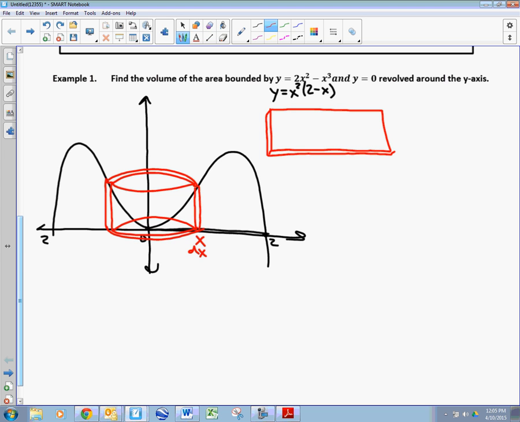What is the width of this rectangle? Dx. What is the height of the rectangle? 2x squared minus x to the third. I am revolving it around x equals 0. What's the distance from x to x equals 0? X. So my radius is x, so 2 pi r, or x. Therefore, the volume of this piece is the quantity 2 pi x times 2x squared minus x to the third dx.